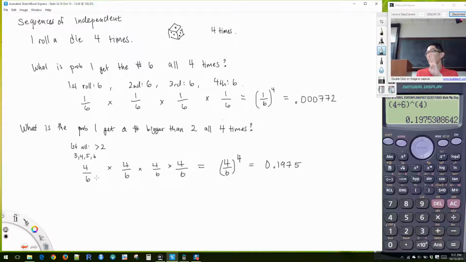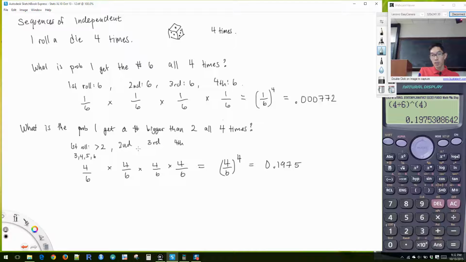There's 4 outcomes that are allowed: 3, 4, 5, and 6. How many outcomes are there total on a die? 6, right? A die is a cube. There's 6 sides. All are equally likely. So the probability that I get a 3, 4, 5, or 6 is 4 out of 6. Is that part okay? That has to happen on my very first roll, but I want to make sure that it happens on all 4 rolls. So it also has to happen on my second roll, and the third roll, and the 4th roll.